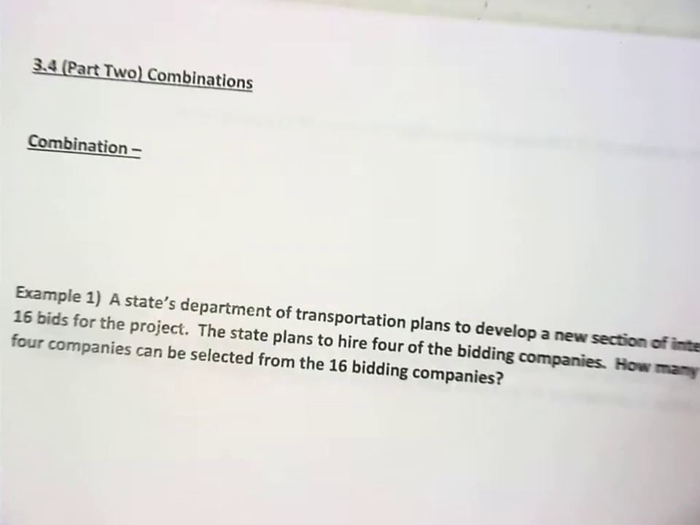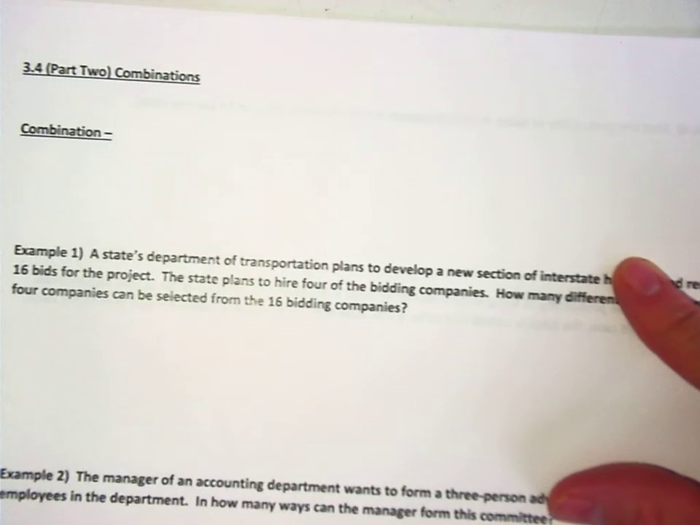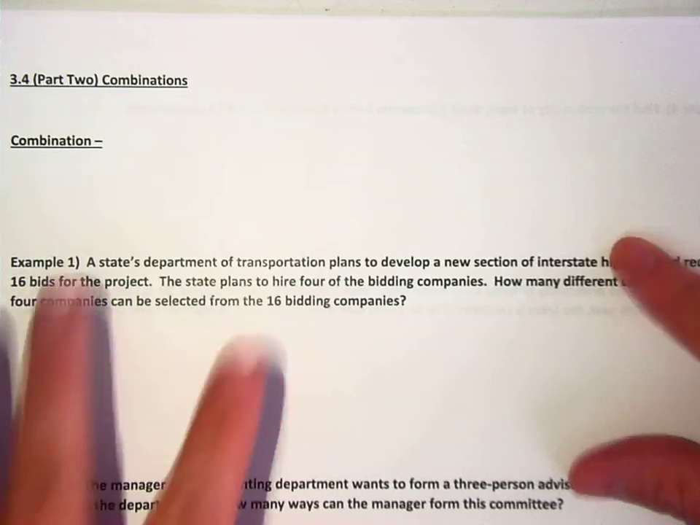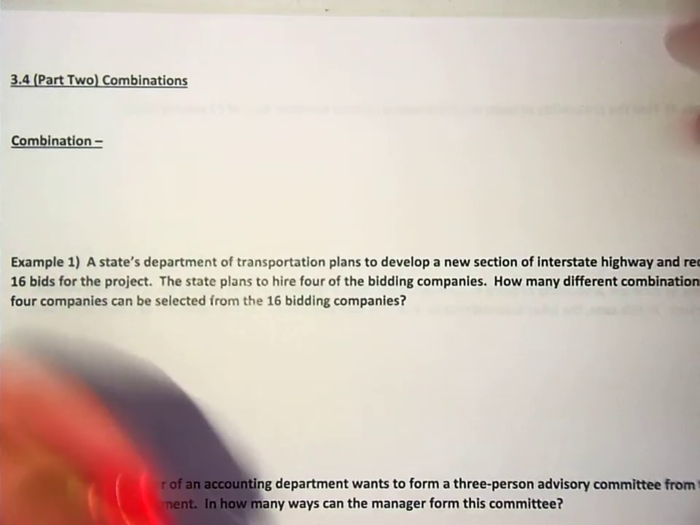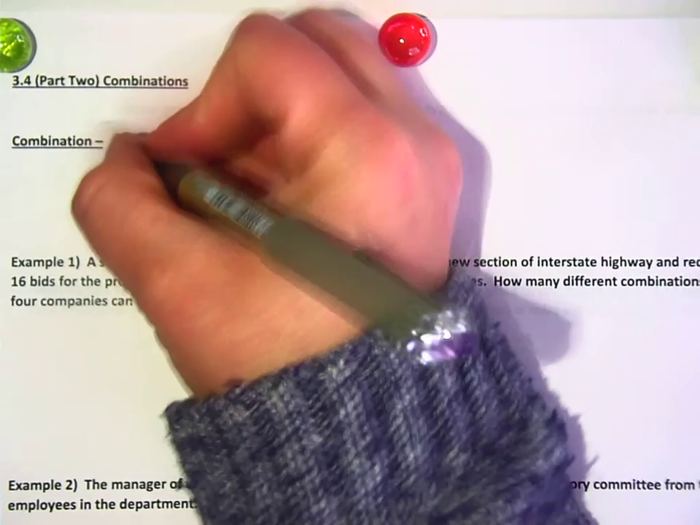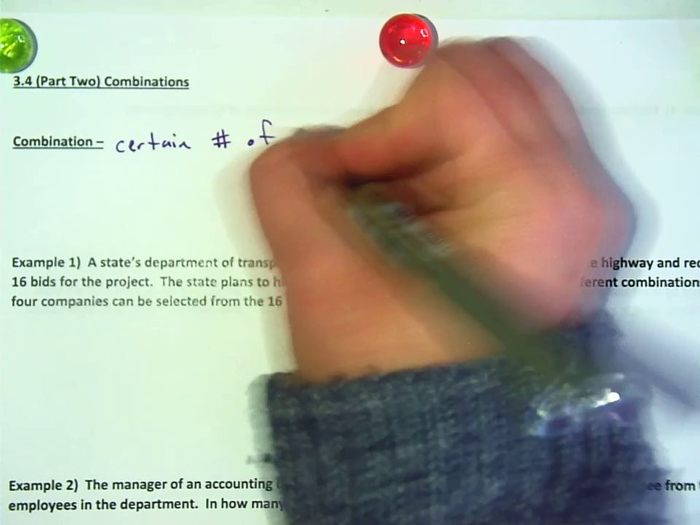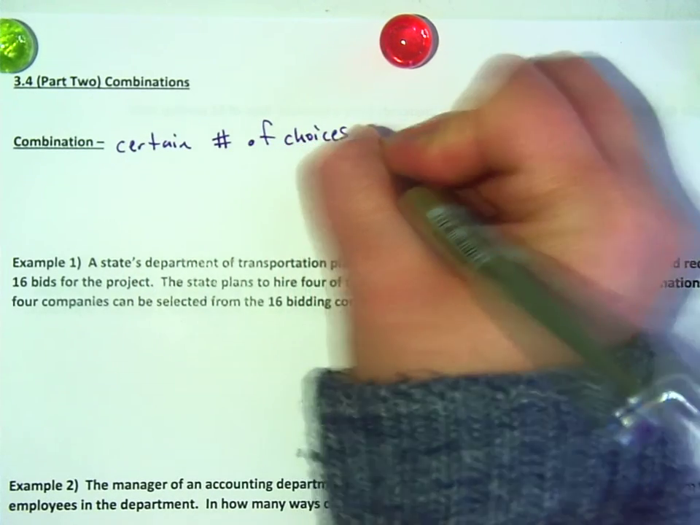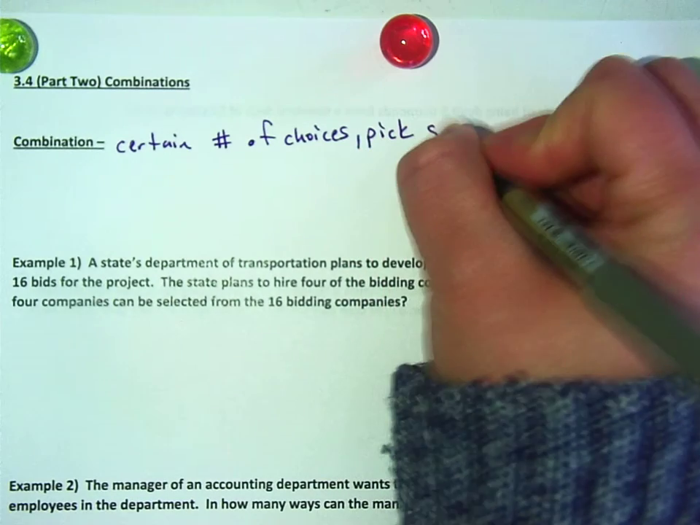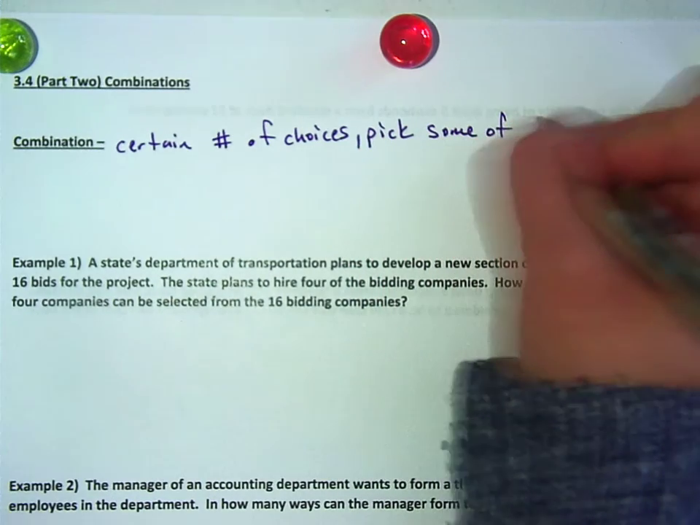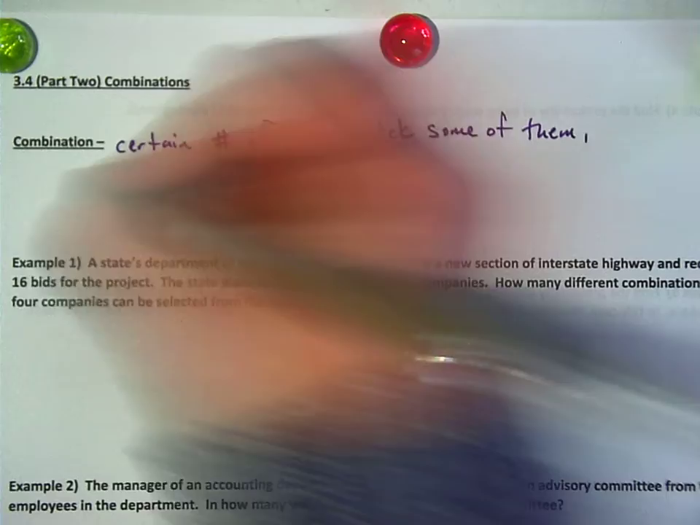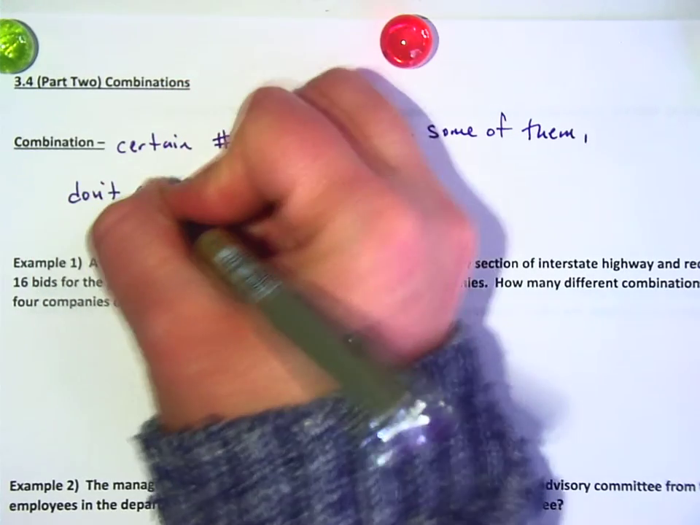So yesterday we talked about permutations, and that's where you have a certain number of choices and you're picking something and you want them to be in order, right? You actually care about the order. And a combination is when you have a certain number of choices, you want to pick some of them, and you don't care about order.